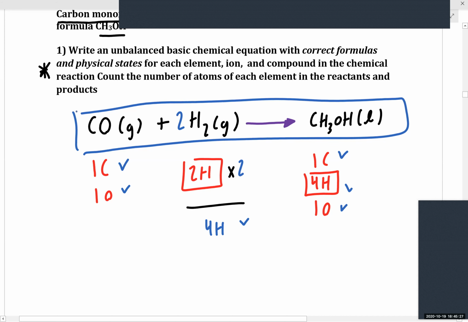So the only thing that's new now is that we have to apply what we've learned with our nomenclature rules to write the formulas of each of our different elements and compounds. Does that make sense to everyone? Yeah.